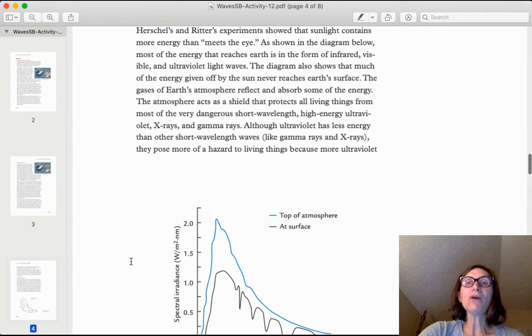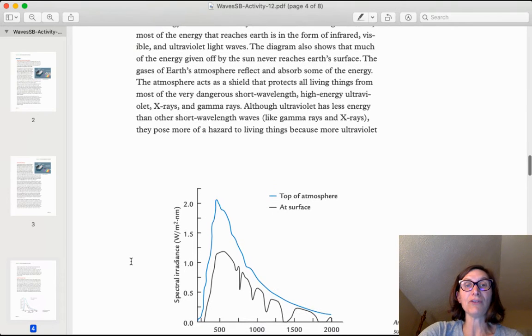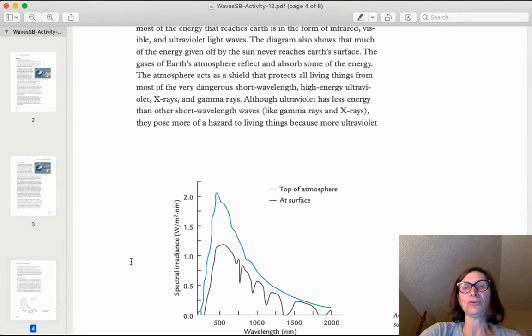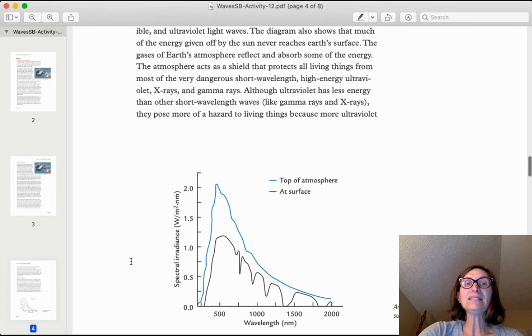The diagram also shows that much of the energy given off by the sun never reaches Earth's surface. The gases of Earth's atmosphere reflect and absorb some of the energy. The atmosphere acts as a shield that protects all living things from most of the very dangerous short wavelength, high energy ultraviolet, X-rays and gamma rays.